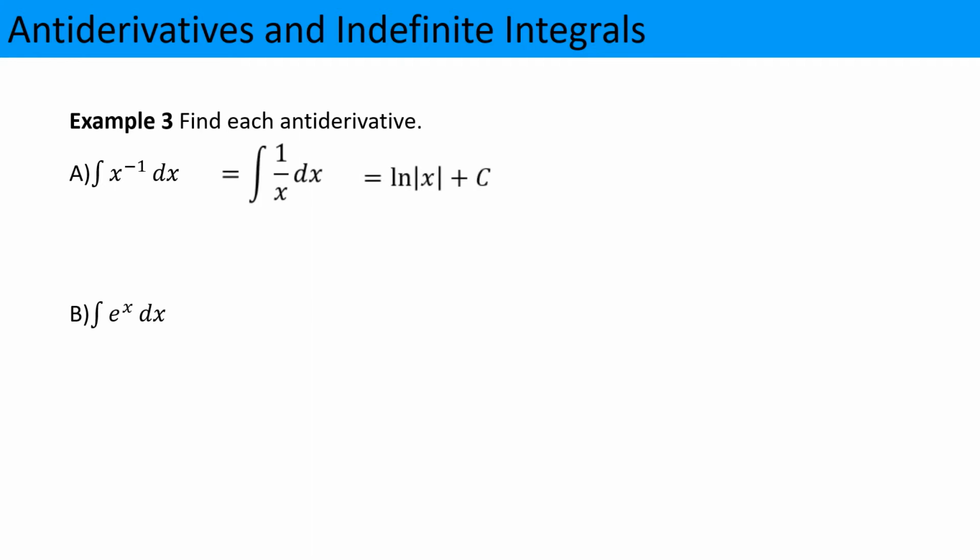Now let's go to part B, the integral of e to the x dx. Now, if you remember, the derivative of e to the x is just e to the x, and we're undoing it, which gives us the same thing. So the integral would be e to the x plus c.